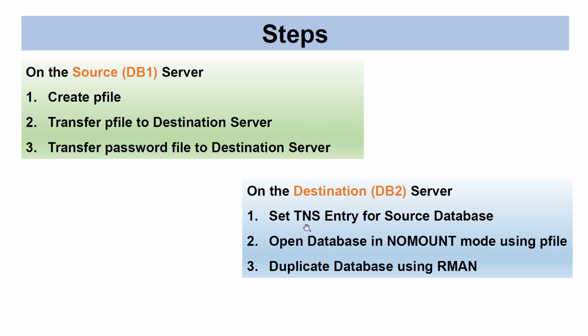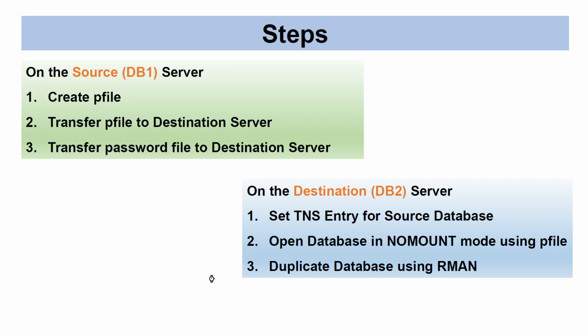On the destination server, we will create a TNS entry, and this TNS entry will point to the source database server. Then once the TNS entry is set, open the database in no mount mode using the P file. Whatever P file we transferred from the source, use that P file to open the database in no mount mode. And then you duplicate the database using RMAN. So these are the high level steps.